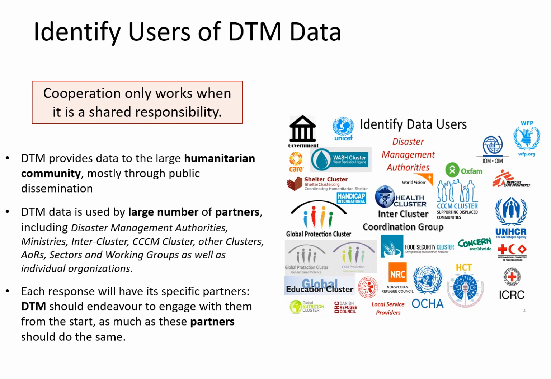The first step is identification of users and their information needs. So it's important to remember that cooperation between DTM and partners only works when it's a shared responsibility. It's not only up to DTM and not only up to the partners to do that. DTM provides data to a large number of partners, to the large humanitarian community, mostly through public dissemination. And it's used by partners that include authorities, disaster management authorities, ministries, intercluster working groups, CCCM cluster, other types of clusters or areas of responsibility, sectors, working groups, and individual organizations.